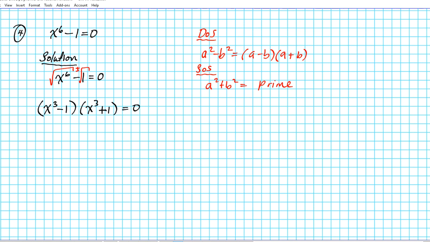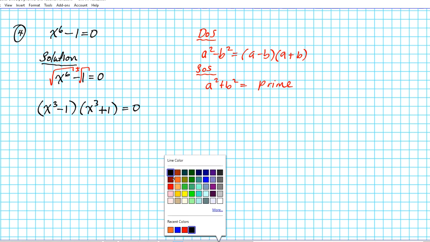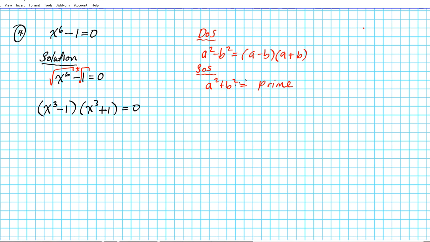Ladies and gentlemen, we have a difference of cubes and a sum of cubes. A DOC and a SOC. Okay, so we have formulas for those. Unlike the squares, where you can only factor the difference, for cubes you can factor both the sum and the difference. Okay, so let's do the DOC first.